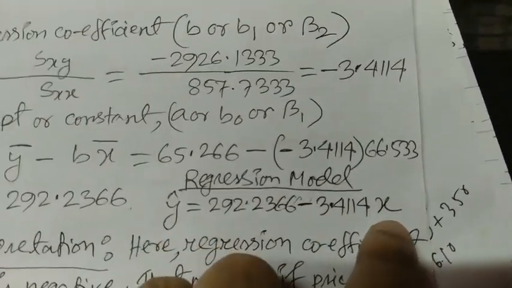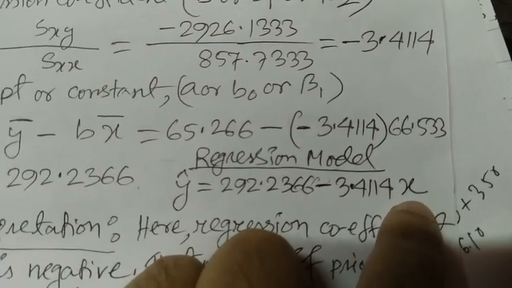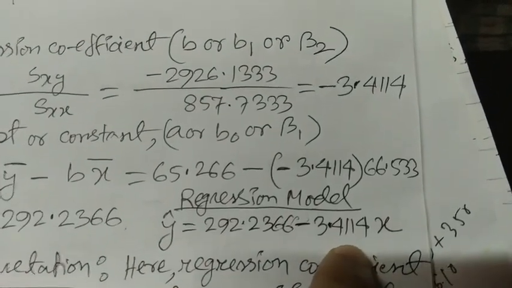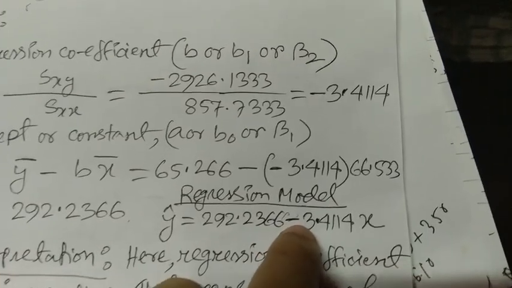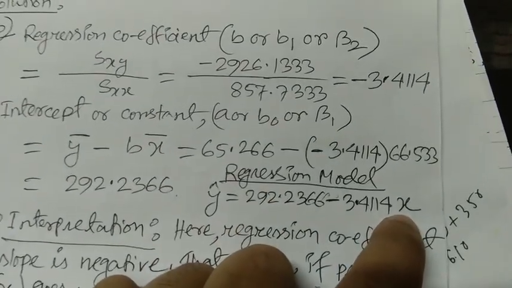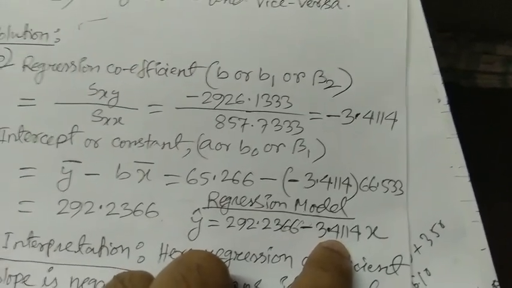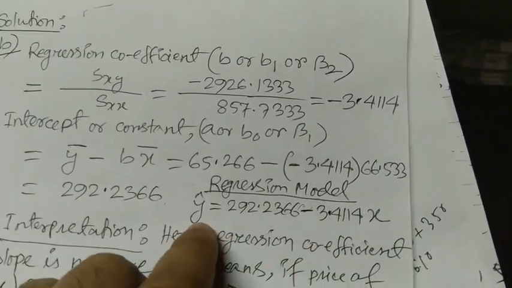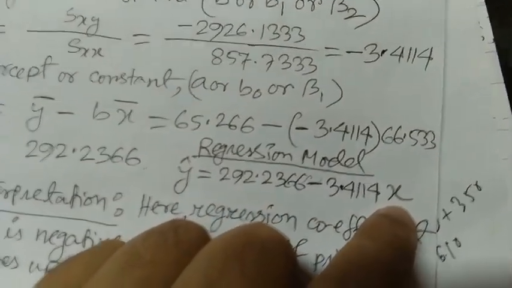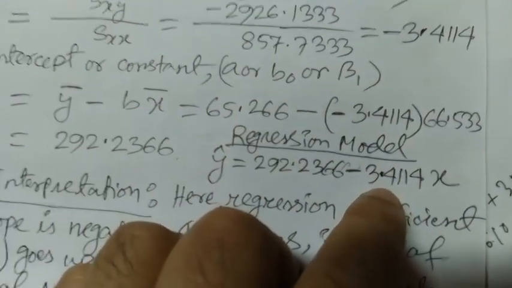So with every 1 unit increase in x, the value of y will go down by 3.4114. Why down? Because there is a minus sign there, because the regression coefficient is negative. That's why with every unit increase in x, the value of y will go down by this much. The value of y is in $1 million, so with every unit increase in x, y will go down by this much, in $1 million.